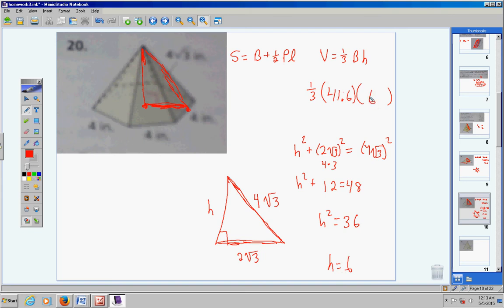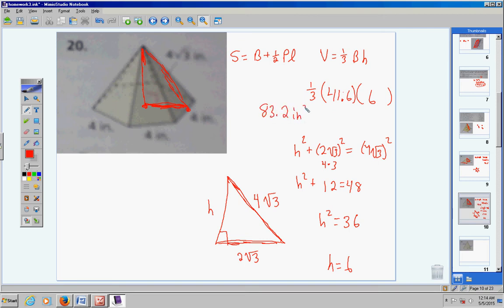Okay, so grab my calculator very quickly. Let me clear my screen off here. I'm going to take 1/3 times 41.6 times 6, and I am getting 83.2, and the answer is 83.1, so definitely close enough.